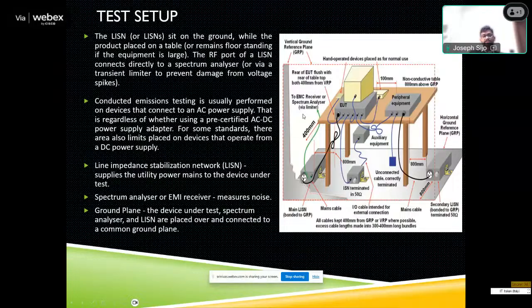Mostly we use the AC power supply, and for some devices, depending on the standard they are using, they check even the DC power supply. And as I explained, the EMI receiver or spectrum analyzer is kept here, and the ground plane always holds the device under test, the spectrum analyzer, and also the line impedance stabilization network. These two types of test setup are commonly used for EMC standardizing of components, especially conducted emission and radiated emission.